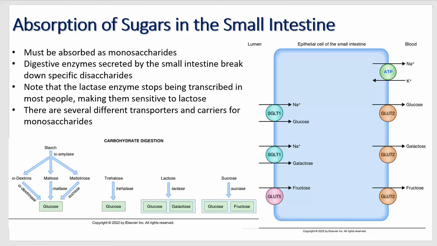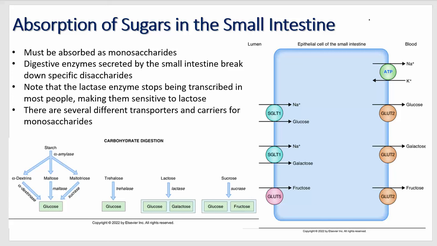Let's see. What about sugars? Sugars in the small intestine. So again, we saw that they have to be absorbed as monosaccharides, and we don't want disaccharides. So we break those down first before pulling them in. So digestive enzymes secreted by the small intestine break down specific disaccharides. And note that the lactase enzyme stops being transcribed in most people, making them sensitive to lactose. Okay, and there are carriers and transporters specific for them.